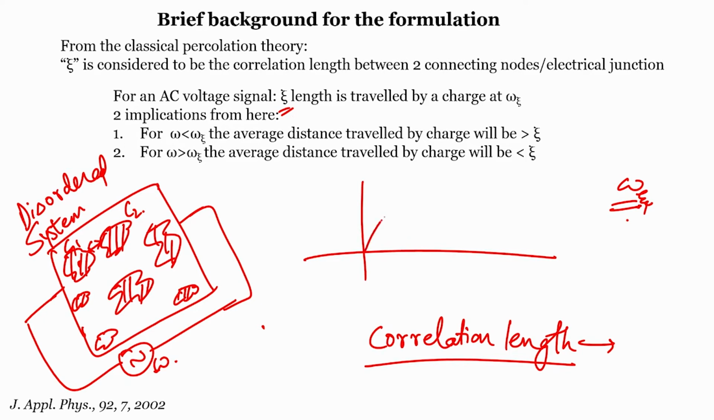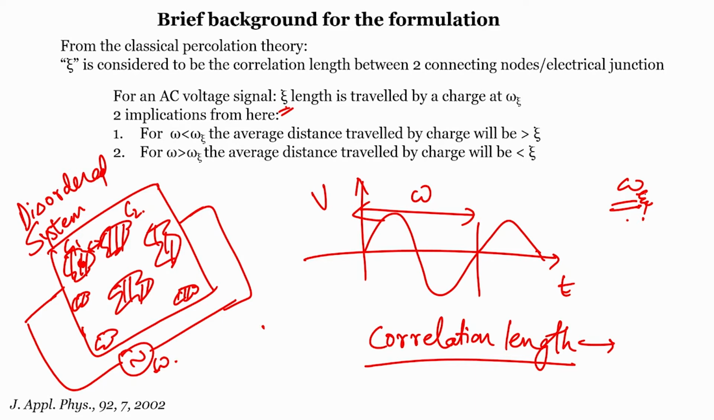To understand this particular aspect better, I am drawing a sine wave. This is voltage, this is time, and this defines the frequency. So what is this frequency? This is omega. So for the duration of this particular time period, the distance which is scanned by the charged particle from here will be correspondingly equal to correlation length, because I am defining this frequency as the frequency corresponding to correlation length. Okay, till this point it is clear, I suppose.